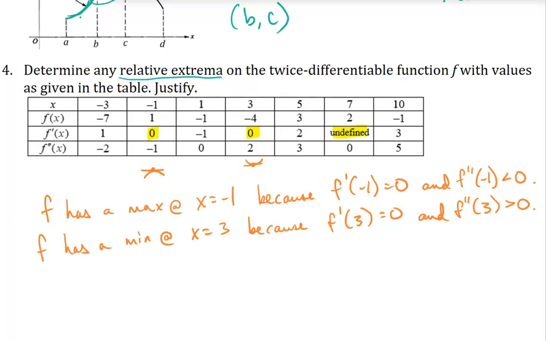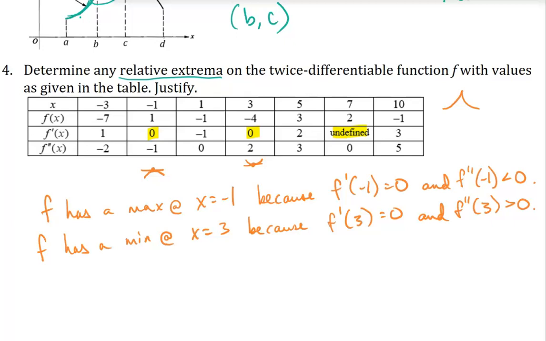Okay, let's look at what's happening at x equals 7. My first derivative is undefined. Once again, we can have a max or a min when the first derivative is undefined. However, second derivative test isn't going to be very helpful here, especially because our second derivative is equal to 0. Because I can have, like, let's say I have something like this. I'm going from concave up to concave up, and my first derivative is undefined, but that's not really helpful. So it's not conclusive by the second derivative test.